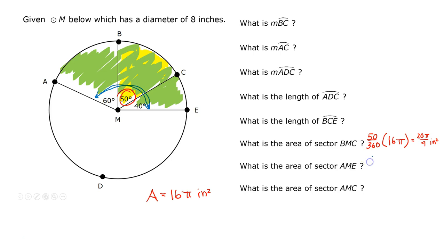So I'm going to have 150 out of 360 times 16 pi. And that becomes 20 pi over 3 square inches. And the last sector, AMC, is basically everything.